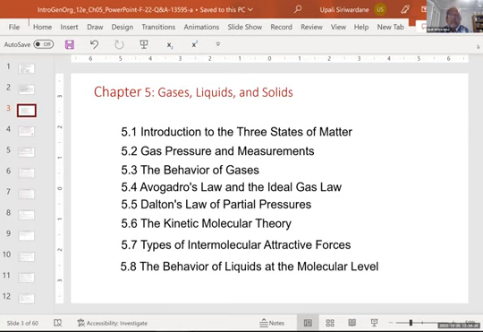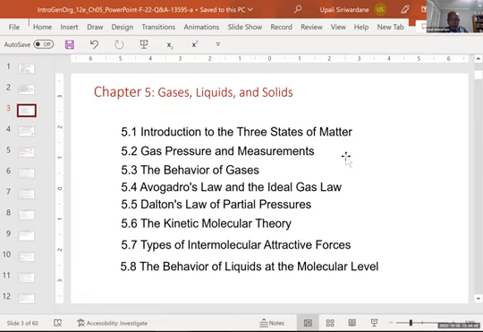Introduction page, introduction to three states. Can you see it, chapter 5? Can you guys see it? Yes, we can. All right.